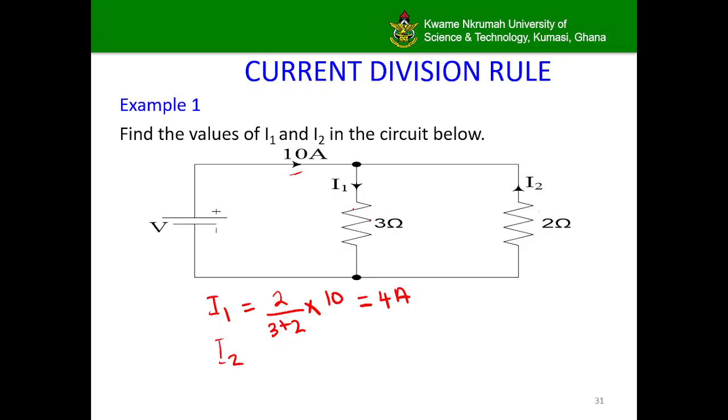I2 naturally should be moving towards this direction, but because the direction of the current I2 is shown to move opposite the natural direction, it is simply the negative of the other resistor, which is 3, over the sum 3 plus 2, times 10. This results to be negative 6 amps. And so that is basically the current division rule.